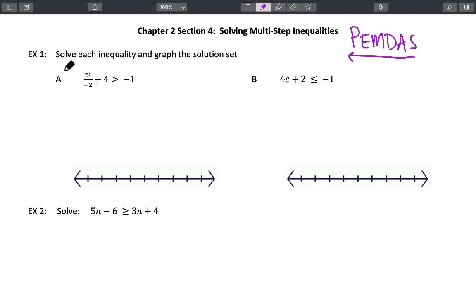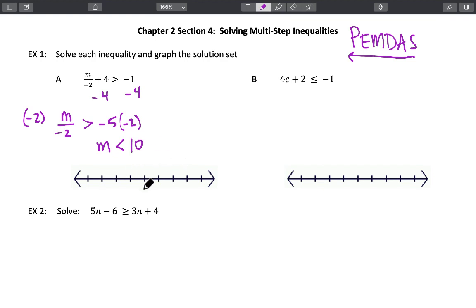All right, so let's start off with example 1a. We got some number being divided by -2 plus 4 more is greater than -1. So we're going to undo that addition and subtraction first by subtracting over that 4. We have our variable divided by -2 now is greater than -5. And now we're going to undo that division by multiplication. We're going to multiply both sides by -2. And remember, when you multiply by a negative, you must reverse the direction of inequality. So now we have all m's that are less than 10.